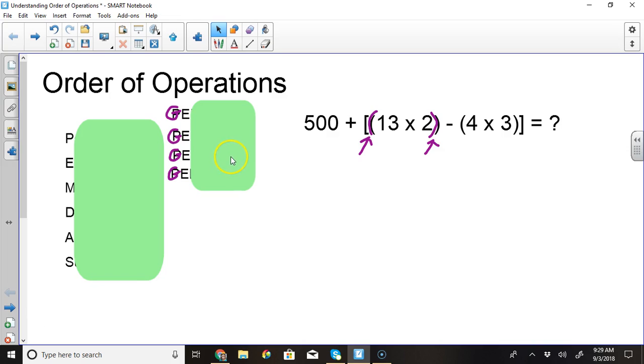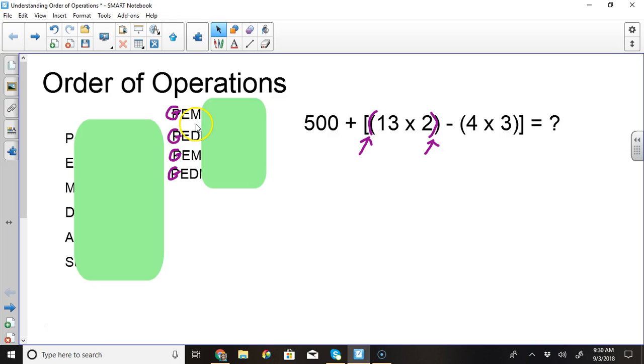Exponents, this will remain the same. We will still do exponents. And this problem doesn't have any, but we would do exponents after we've taken care of the operation inside the grouping symbols. And here's where things start to change. Multiplication and division.